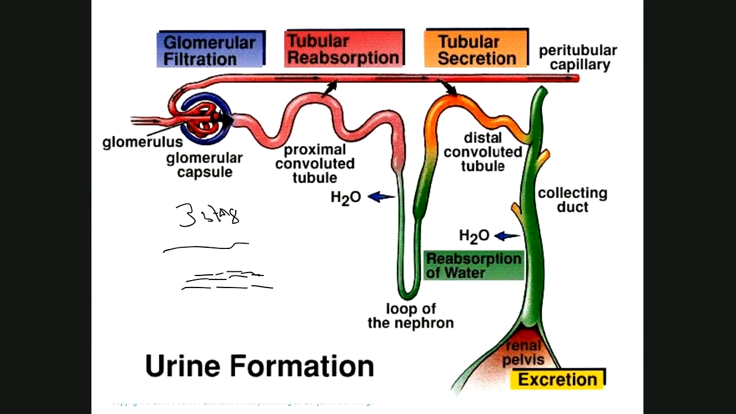So red blood cells are way, way, way too big to go through here. White blood cells are too big. Platelets are too big. Even large proteins are too big. So anything that can go through here, it will. But it has to be smaller than the smallest holes. And we said that whatever goes through here winds up in this tube. And remember, that's called filtrate.